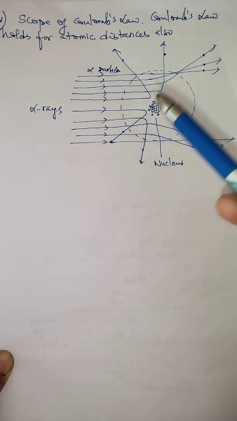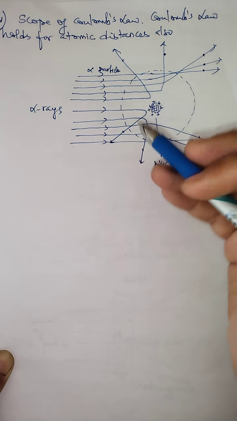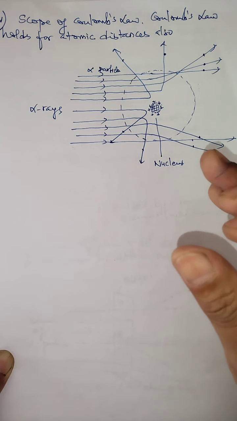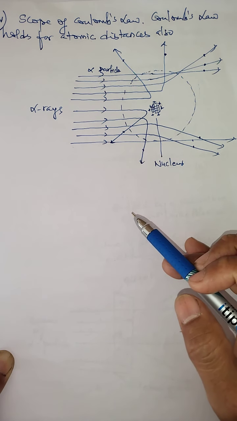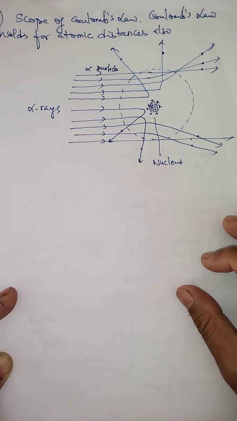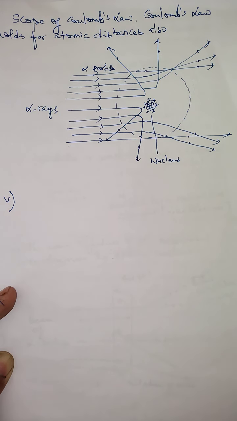Coulomb's law basically measures the force of attraction and repulsion between charges only. But from this experiment, we understood that Coulomb's law equally holds good for atomic distances also. So this is the fourth experimental explanation and observation made by Rutherford. Now we have the last one. So we deal with the last experimental observation and explanation made by Rutherford.